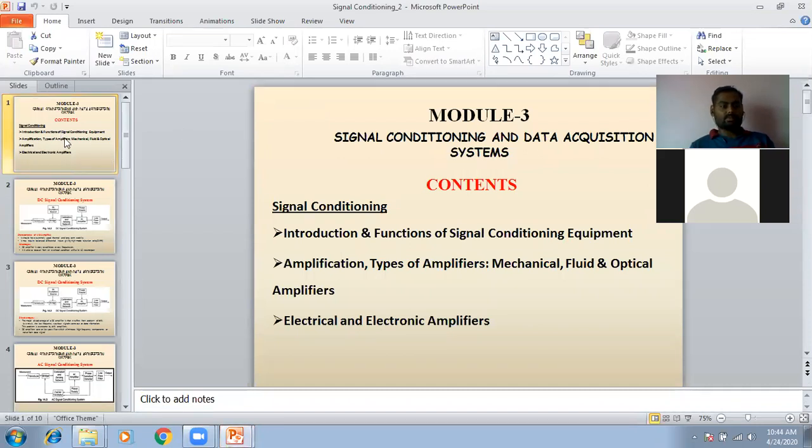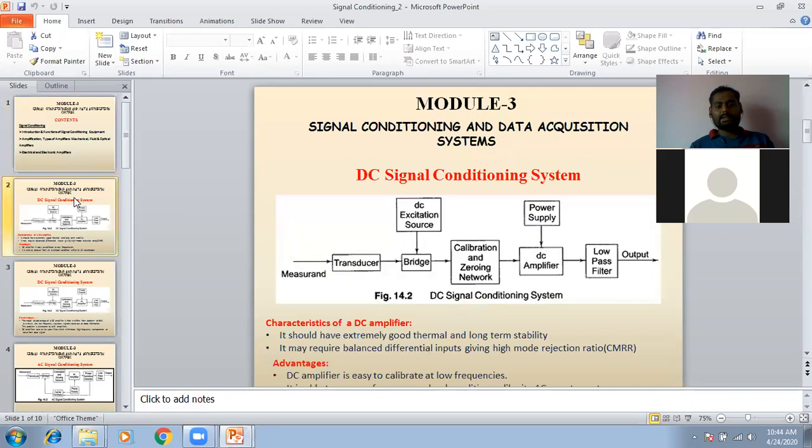The next part is the DC signal conditioning system. This is a block diagram of a DC signal conditioning system. It has a measurand. The measurand will be measured by the transducer and we convert it to an electric quantity. Again the bridge. If it is an AC, the bridge will convert the AC to DC because this is a DC signal conditioning system.